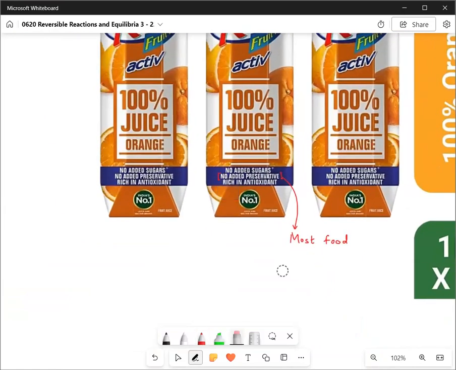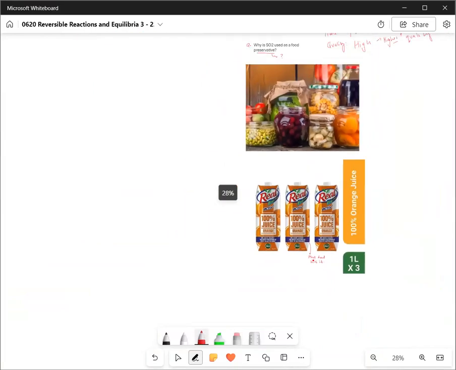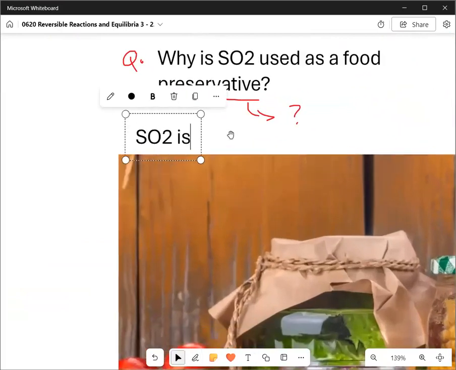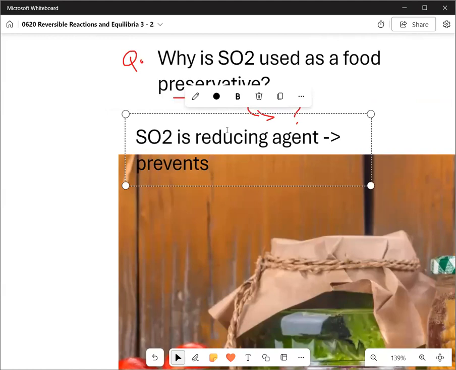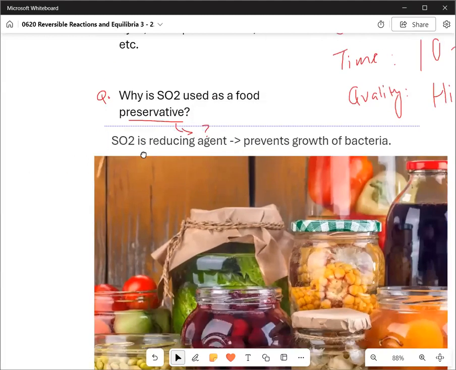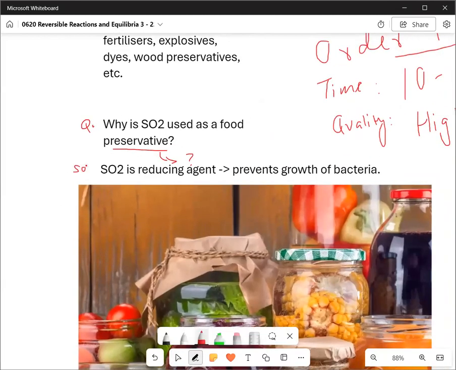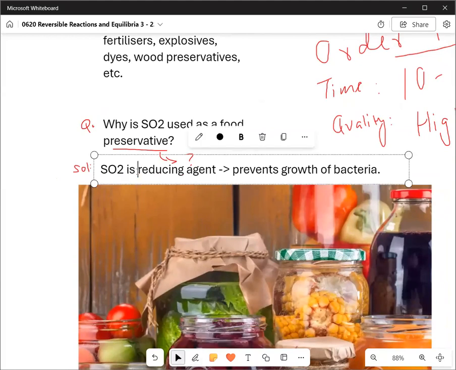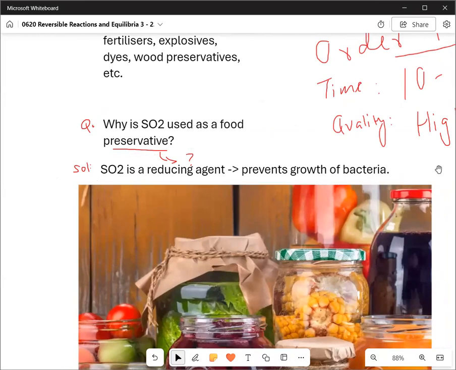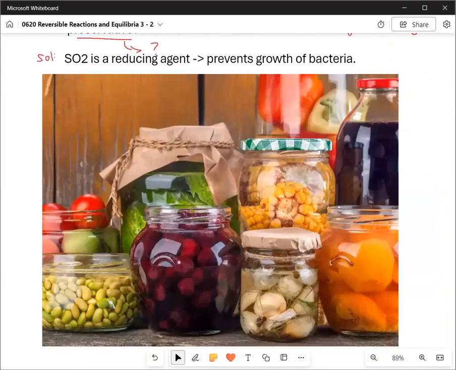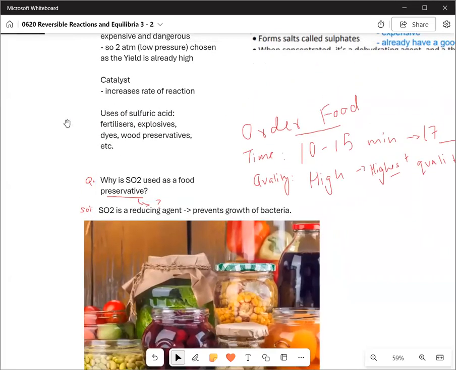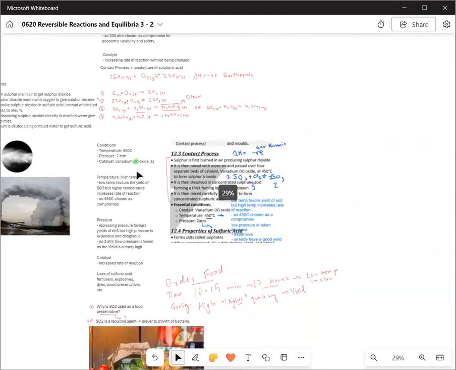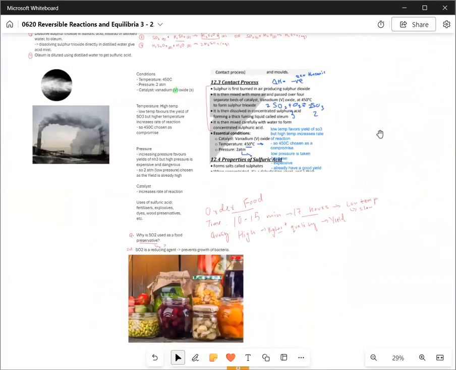We have it because it is a reducing agent. Now this reducing agent kills bacteria. That's it. Prevents growth of bacteria. Understood? Any questions? So SO2 is a reducing agent and it prevents growth of bacteria. So if you put this in any food, you can leave it on the shelf, it will be okay. You can eat it. But otherwise it would be easily ruined. So that's the use of SO2, and that's the use of sulfuric acid, and that's the use of ammonia. Finished. Now, any questions?